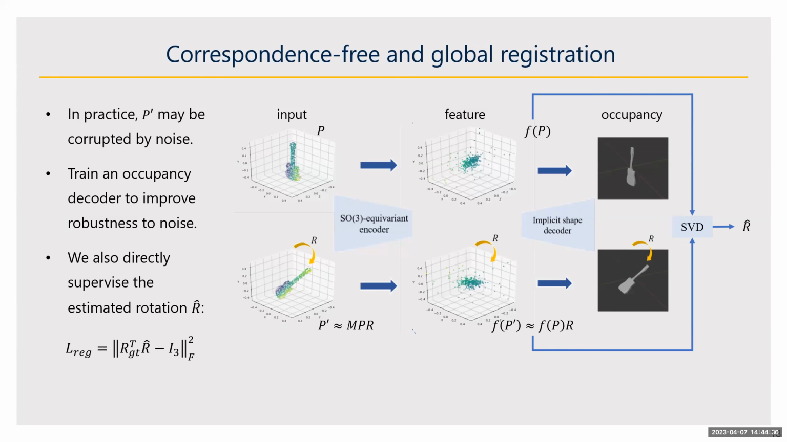I see. So the decoder is not relevant to the SVD optimization. No, it's not. But it's to basically help shape the feature mapping. I see. To be a more useful one. Thank you. Sure.